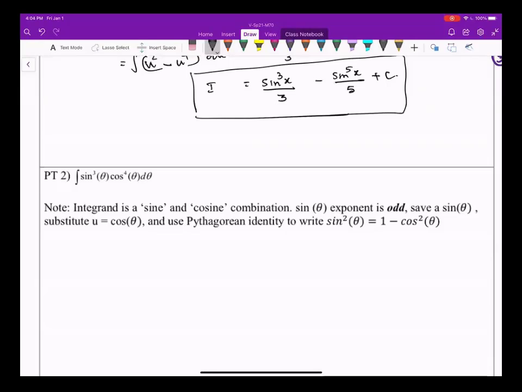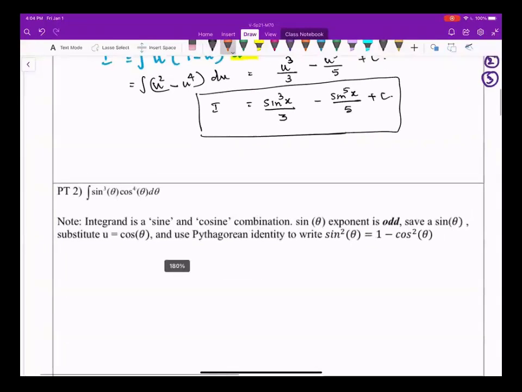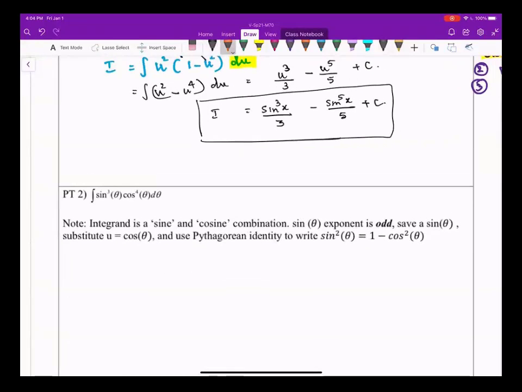Let's try the next problem, which is also a sine cosine combination. But here you notice sine has an odd exponent. The integral of sine cube theta times cosine to the power 4 theta d theta. Here sine has an odd exponent and cosine has an even exponent. So you should always pay attention to which one is an odd exponent. Sine, that's the one you would save. The other trigonometric function, cosine, should be substituted as u.